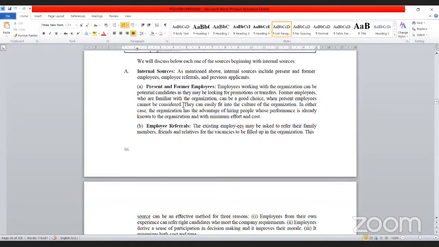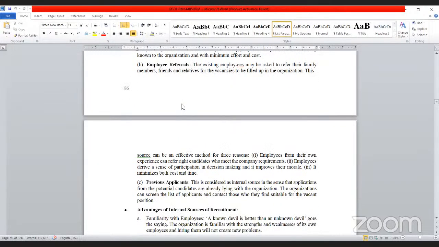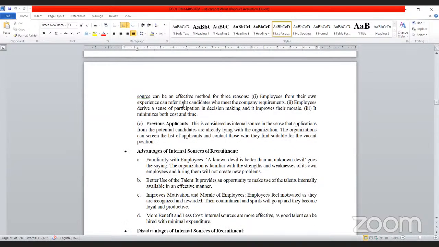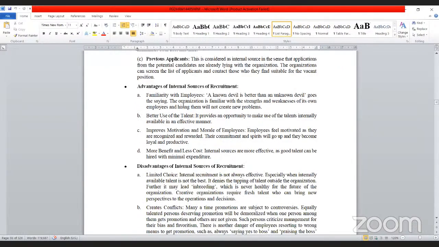The employees are the present and former employees in the organization, and how easily they can fit into the culture. Employee referrals is where a candidate gives a reference to another candidate who might fill the vacancies in the organization. Previous applicants are those already in the organization's list of candidates, and they can be found suitable for the vacant position.